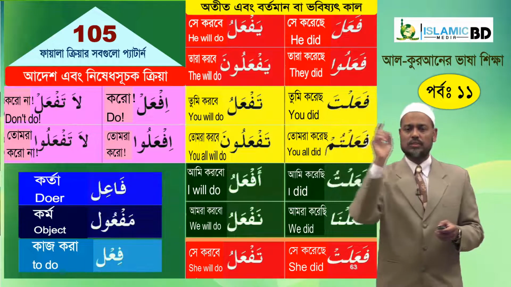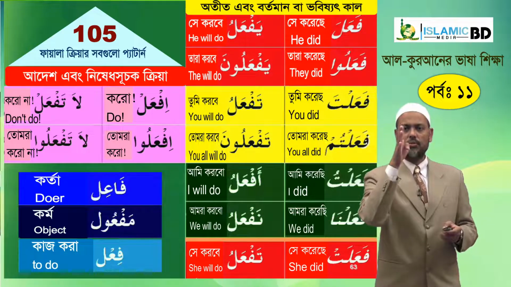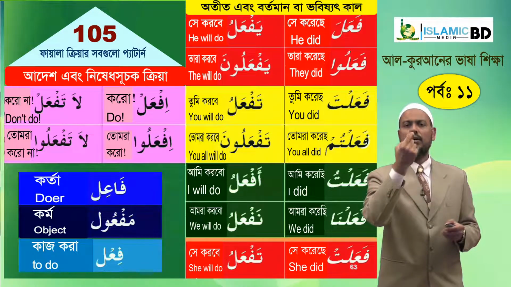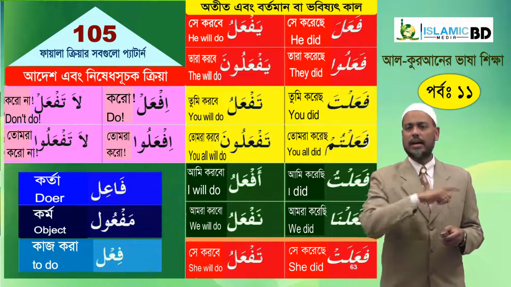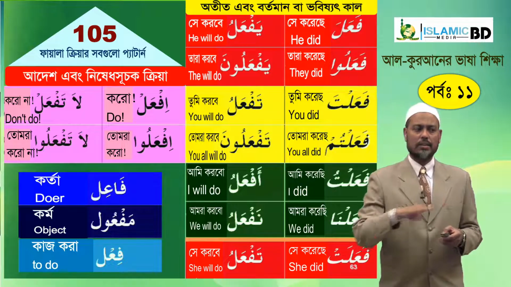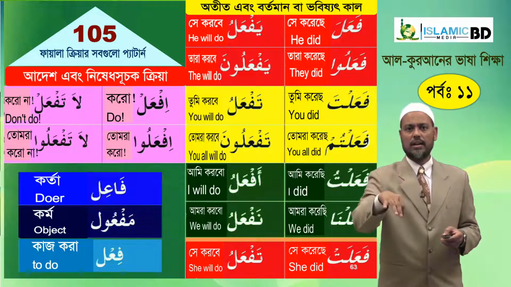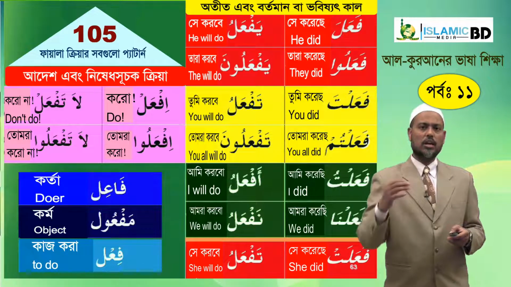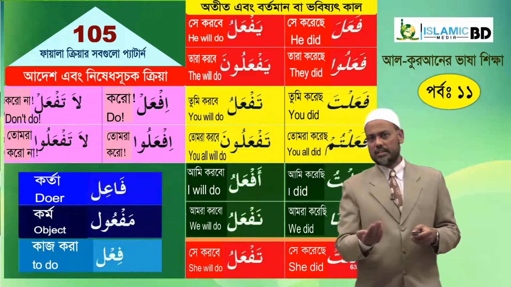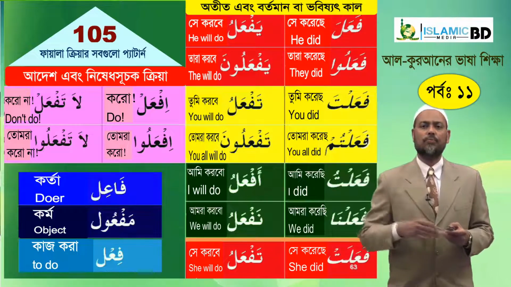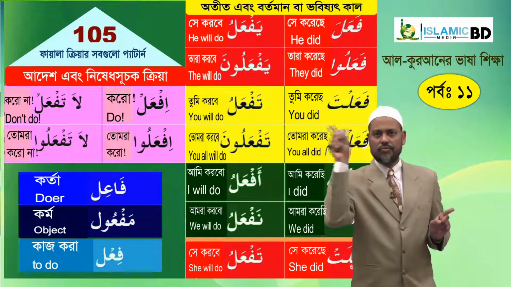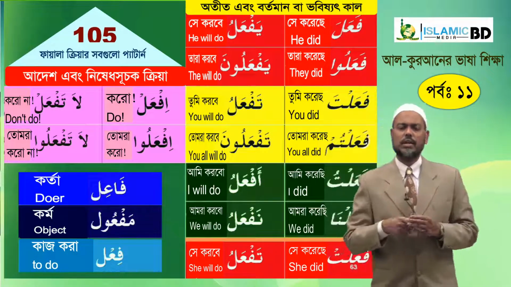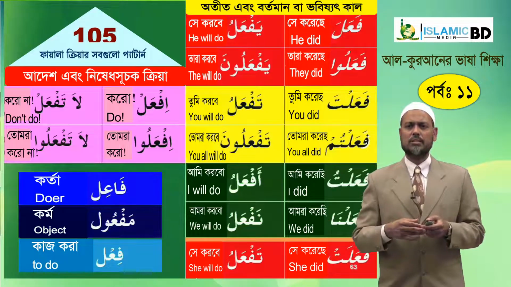يفعلون they do. تفعل you do. تفعلون you all do. أفعل I do. نفعل we do. افعل do. افعلوا do. لا تفعل don't do. لا تفعلوا don't do. فاعل the one who does or doer. مفعول the one who is affected. And فعل is to do. And هو فعل هي فعلت. هو يفعل هي تفعل. Can you repeat after me in Arabic please?